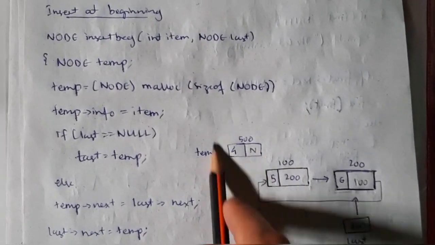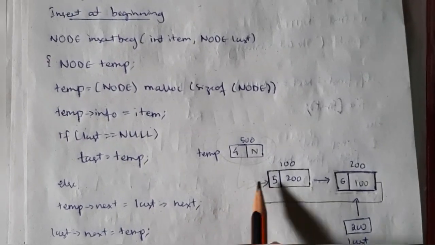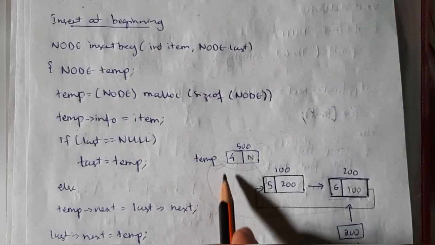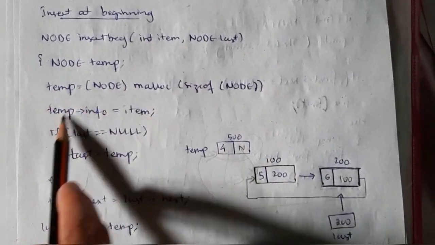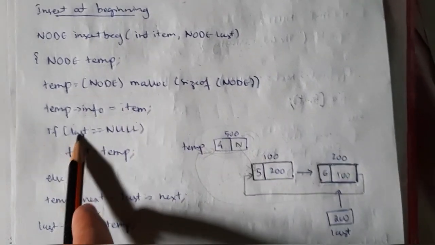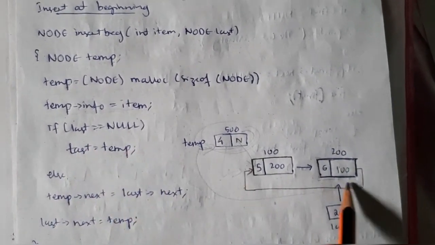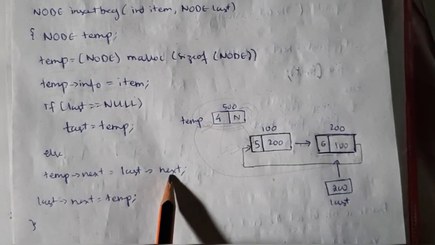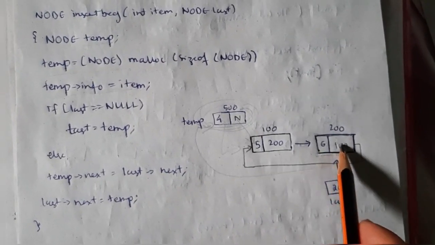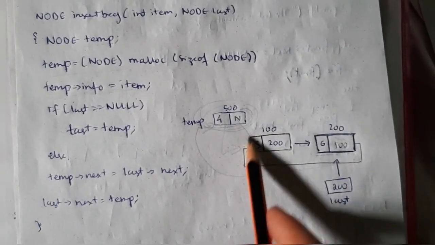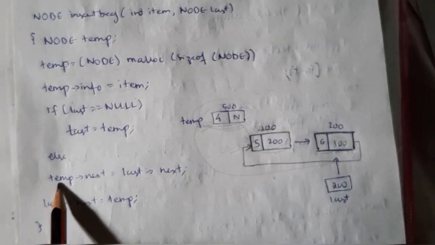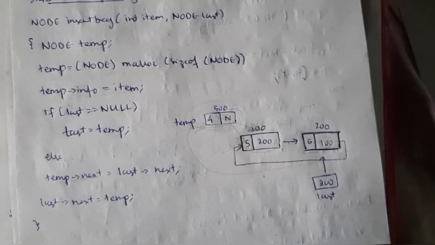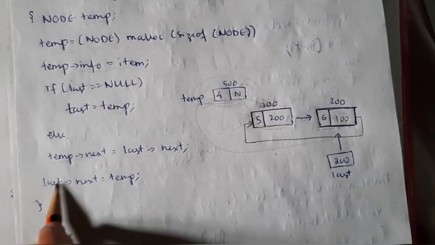Just keep in mind, if you are trying to insert at the beginning, what will you do? First you will make this point to this one, and last will be pointed to this temp. You will allocate this memory and make a temp node. After that, if last is equal to null, then last is equal to temp. If last is null, it means there is no node, only one node is there. Else temp arrow next is equal to last arrow next. What does that mean? What is last arrow next? Last arrow next is 100. This location you got 100, that goes in temp arrow next. Temp arrow next should point to 100. So you will point to the first node in the temp, and then last arrow next is equal to temp.